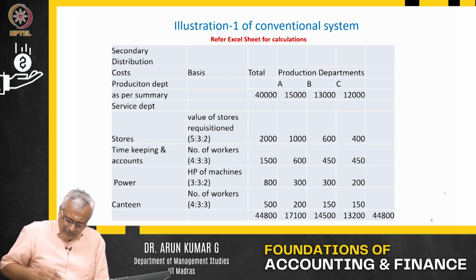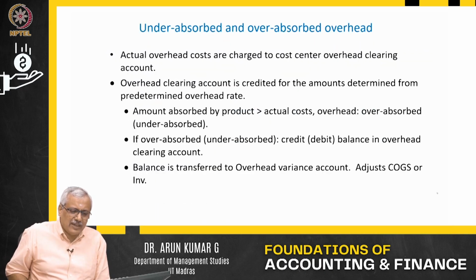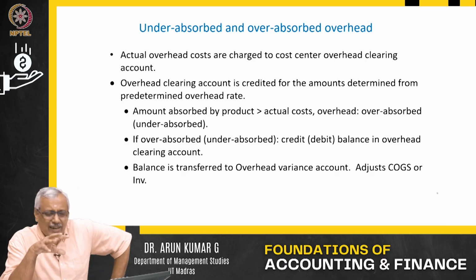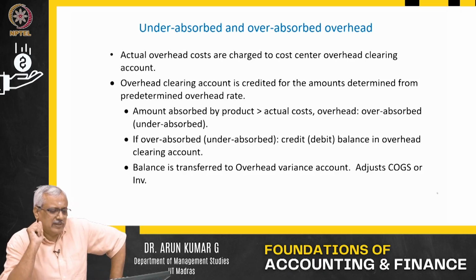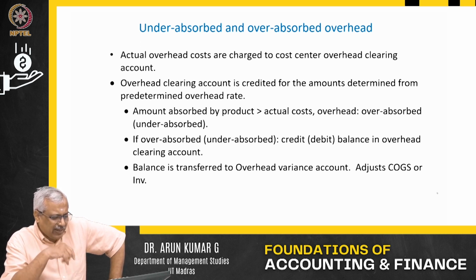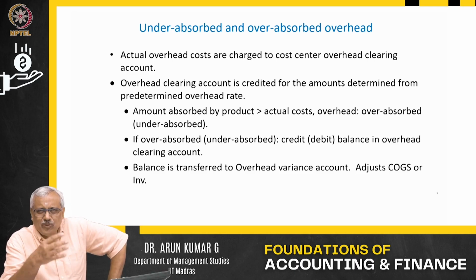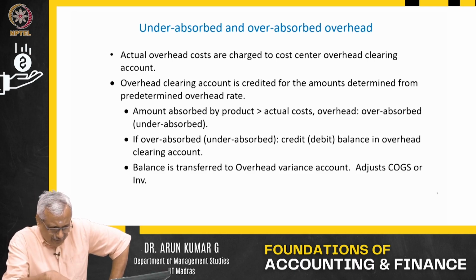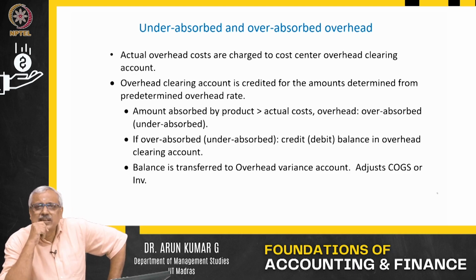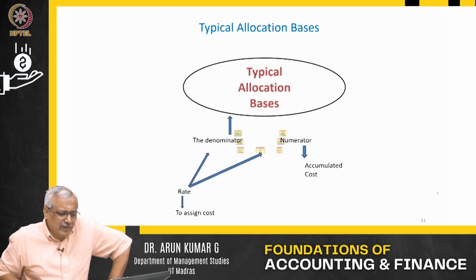That is what we typically call over or under absorption of overheads. The amount absorbed by a product versus the actual cost of overheads is over absorbed or under absorbed. If over absorbed, then you can credit the balance in the overhead to the clearing account and so forth. There are processes for that. Let me not go into this slide. To overcome that over or under absorption, what are we moving into?